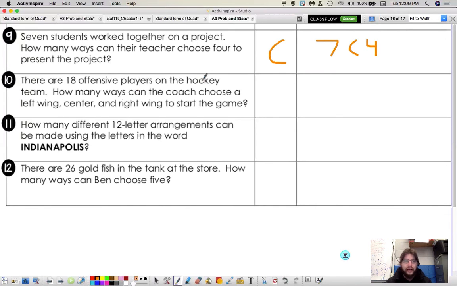18 offensive players on a hockey team. How many ways can you choose a left wing, center, and a right wing? Those are different positions. The order would matter that you pick them. You wouldn't pick your left person to be your center person, I don't think. I have no idea about hockey, but they're definitely different positions. So the order you pick them in matters.